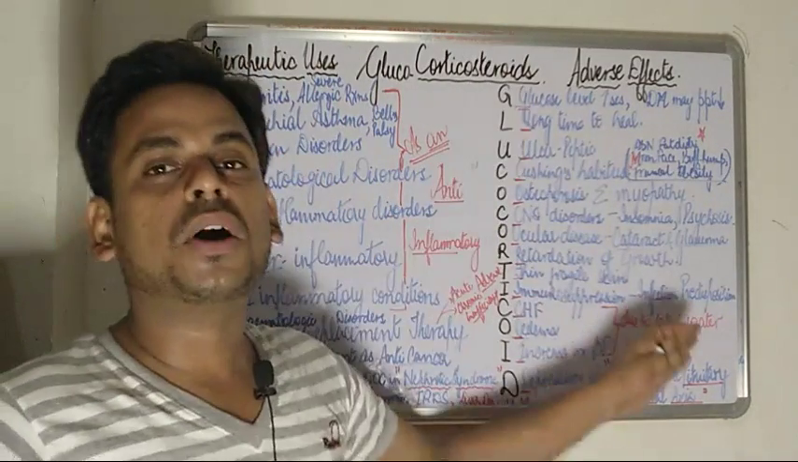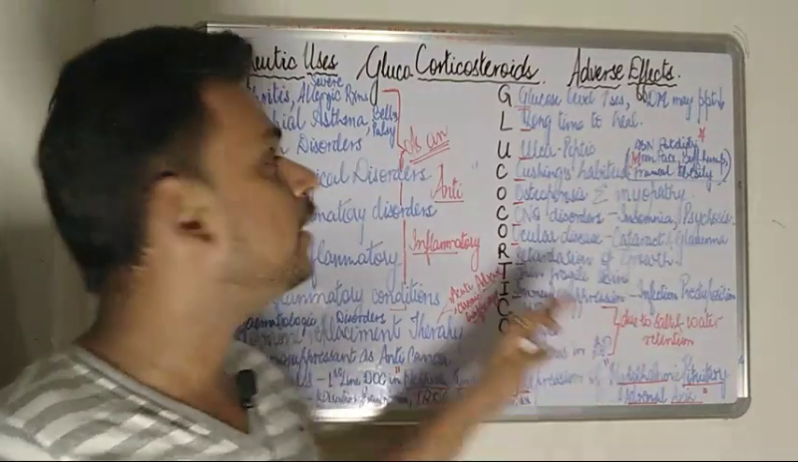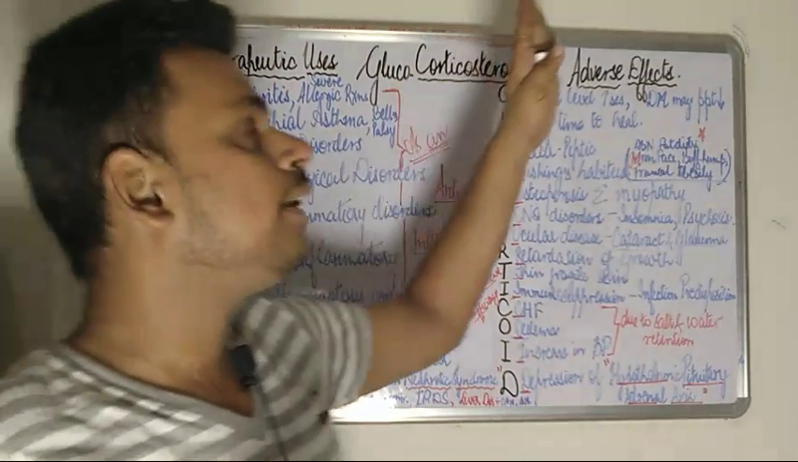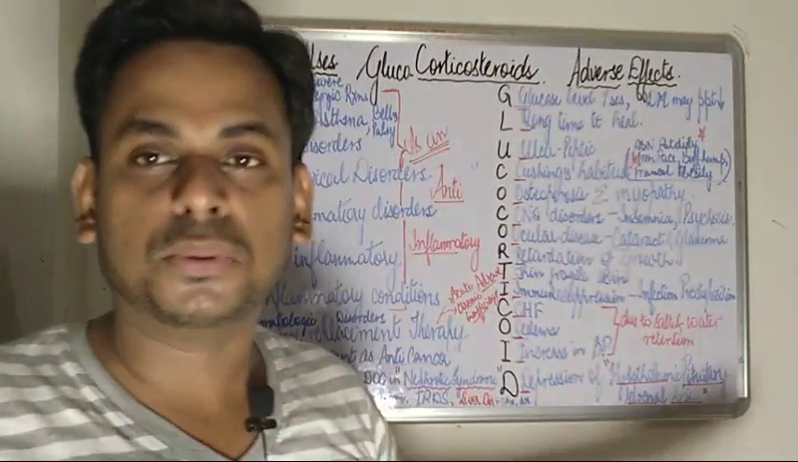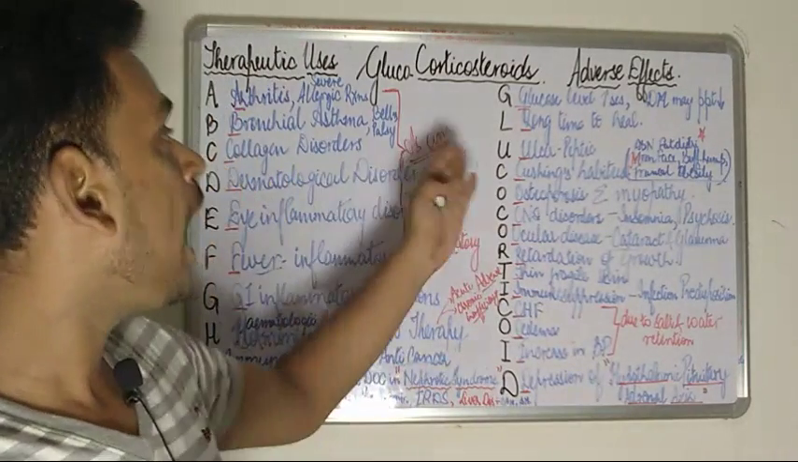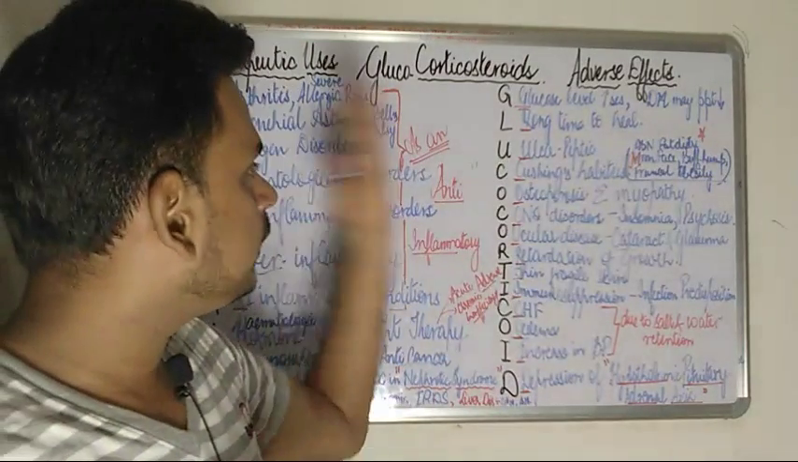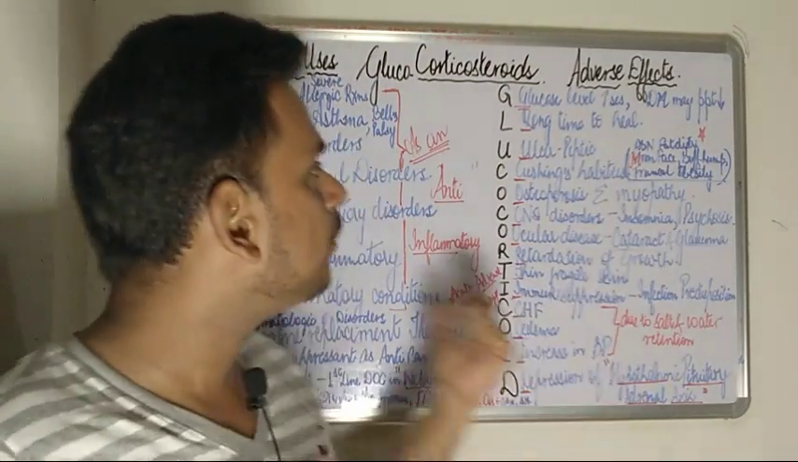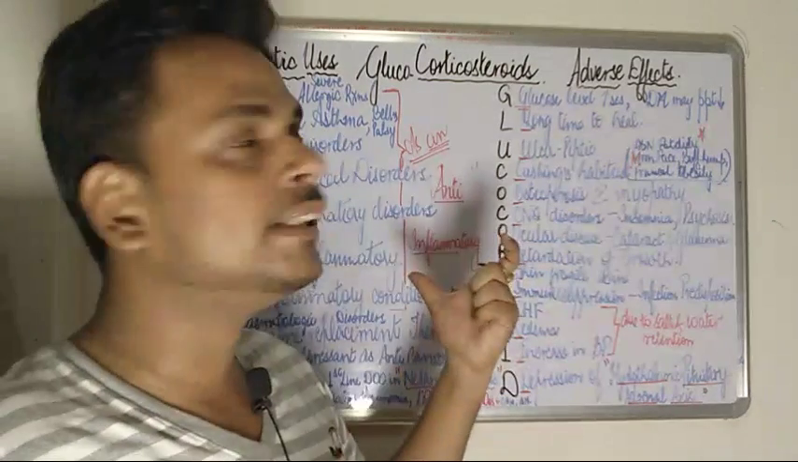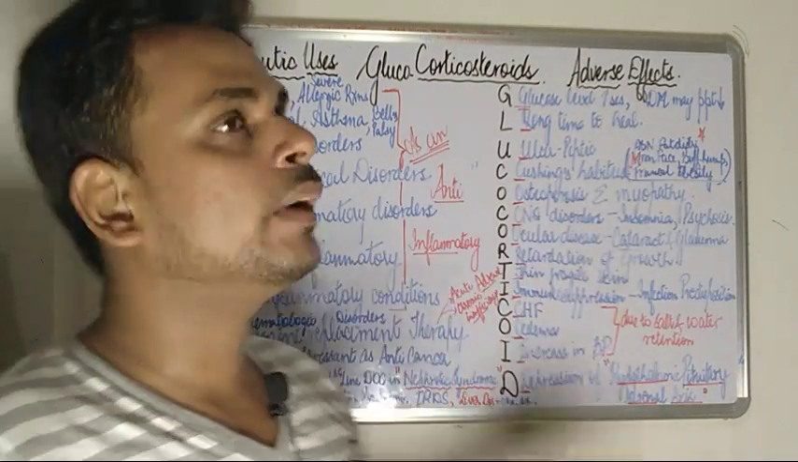So students, this was a short discussion about the therapeutic uses as well as the adverse effects of the glucocorticoids. And in this way, I have summarized the glucocorticoids, the therapeutic uses and the adverse effects.